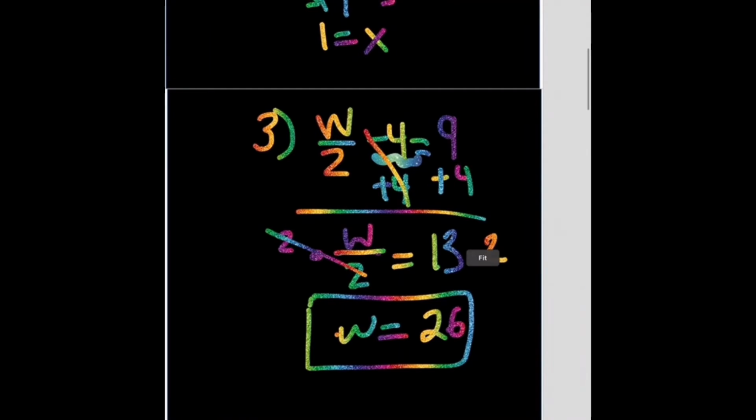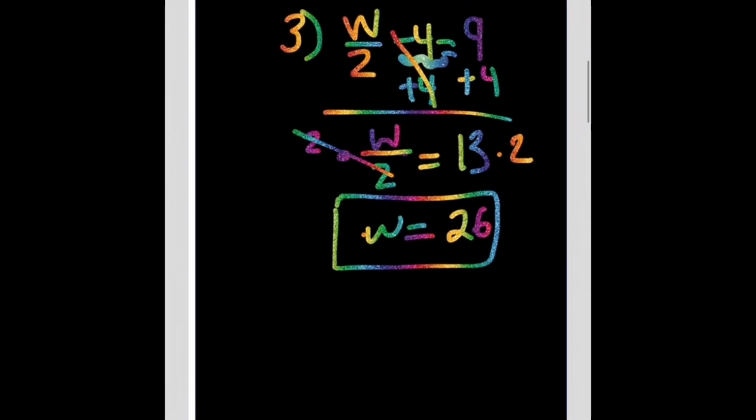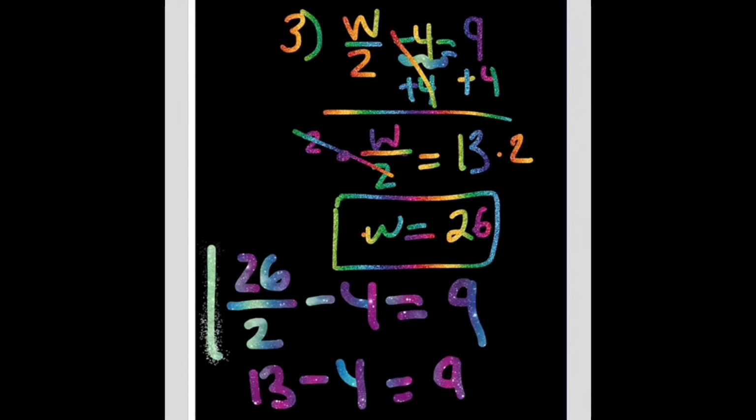But one thing I forgot to mention is that when you're doing any type of equation, you're always able to check your work. When we did one-step, I think I mentioned it there, we just plug in the value we got for x or w or whatever variable, plug it back into the original one. So let's do that now. We get 26 over 2 minus 4 equals 9. Now here, 26 over 2 is 13, minus 4 equals 9. Again, I did this first because of order of operations.